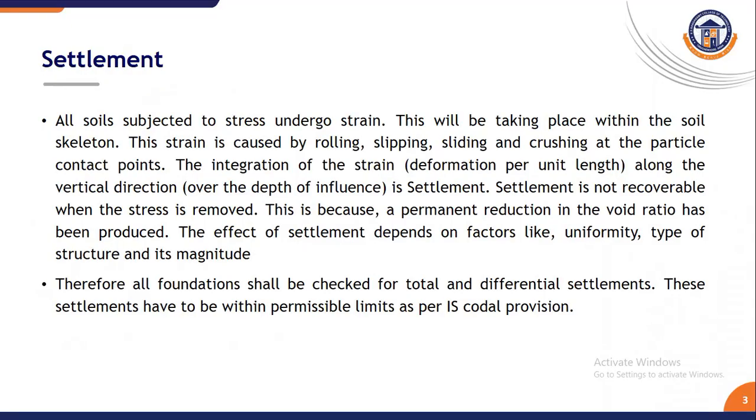Settlement occurs when soil is subjected to stress due to structural loading. This stress causes deformation within the soil, due to rolling, sliding, slipping and crushing at the particle contact points. The cumulative vertical deformation over a depth of influence is known as settlement. A simple example: when a building is constructed on clayey soil, the soil particles rearrange and compress over time, leading to permanent downward movement of the structure.